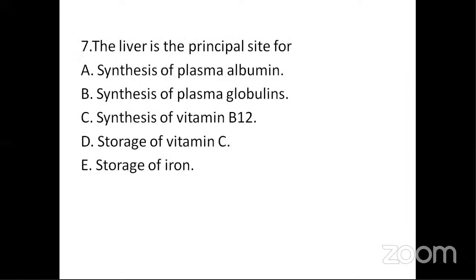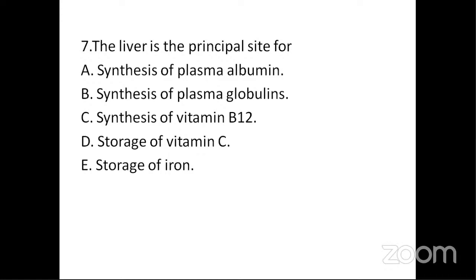The liver is the principal site for synthesis of plasma albumin, synthesis of plasma globulin, synthesis of vitamin B12, storage of vitamin C, and storage of iron. Which among the following is true? First one, the liver is the principal site for synthesis of plasma albumin. It is true. Plasma albumin concentration falls in liver failure.